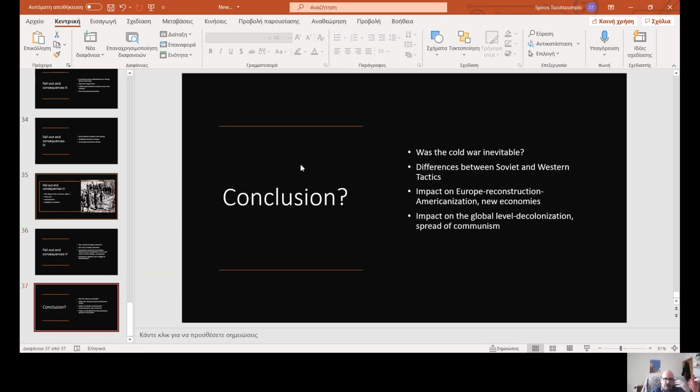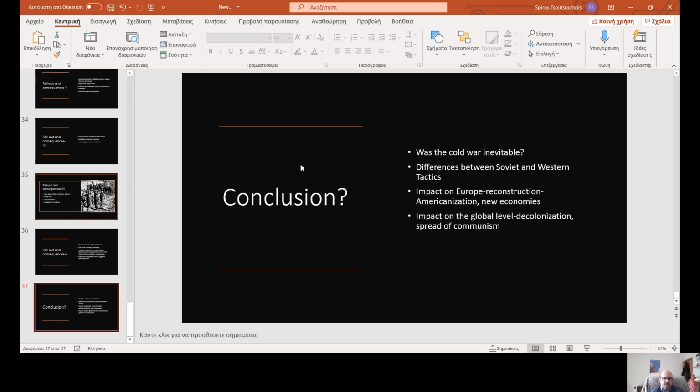Looking back, was the Cold War inevitable? What were the differences between Soviet and Western tactics? What was the impact on Europe? What was the impact on the global level? The answer must be that the Cold War was indeed inevitable, that the Soviet model was expansionist at its heart, and even though they were unable to pursue these policies in Europe, they tried to weaken capitalism by pursuing these proxy wars around the world.